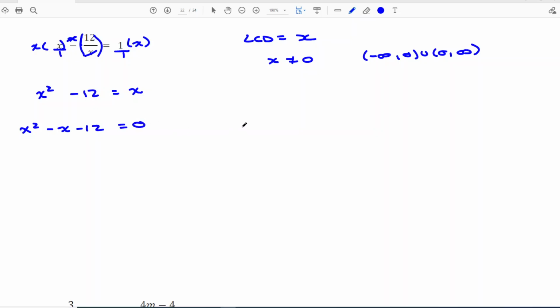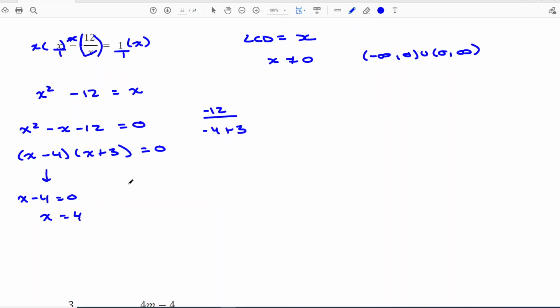And then I'm going to use one of my methods. So factoring, square root method, completing the square, or quadratic formula. But like I said, most of these are factorable, if not all. So two numbers that multiply to give me negative 12 and add to give me negative 1 are negative 4 and positive 3. So my two brackets would be x minus 4, x plus 3. Then I'm going to solve. What makes x minus 4 equal to 0? Add 4 to each side. I get x is 4.